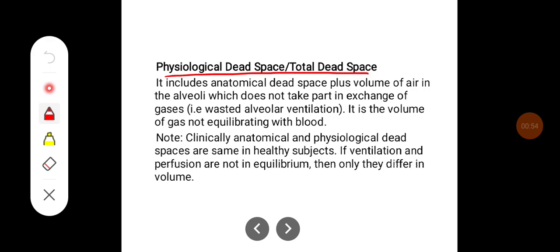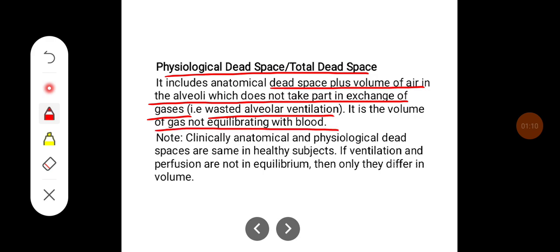Physiological dead space and total dead space. Physiological dead space includes anatomical dead space plus volume of air in the alveoli which does not take part in the exchange of gases, that is wasted ventilation. It is the volume of gas not equilibrating with the blood. Note that clinically anatomical and physiological dead spaces are same in healthy subjects. If ventilation and perfusion are not in equilibrium, then only they differ in volume.